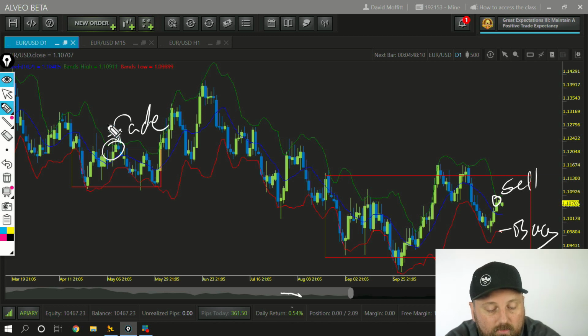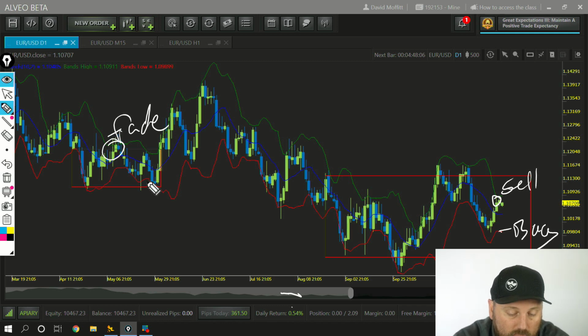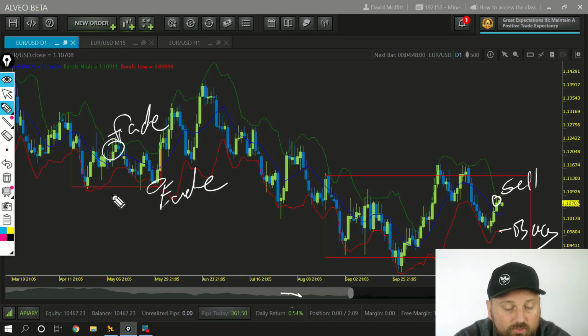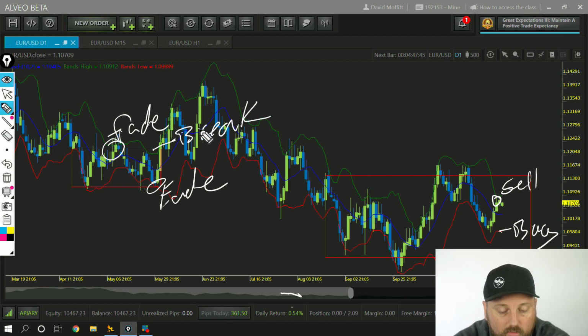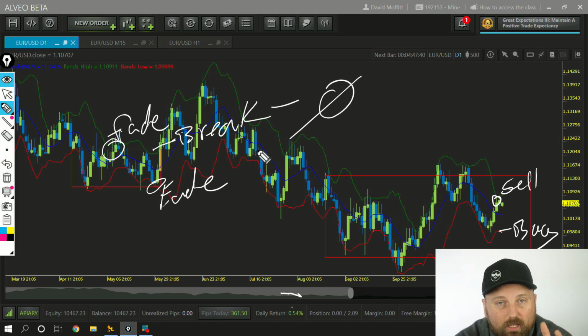When it hits the top end of your range, you want to fade that. When it hits the bottom end of your range, you want to fade that too. Okay? So as long as you're trading inside the range, you're going to be okay. But the second rule is that as soon as it breaks out of this range, so we get that break, you don't trade. You sit on your hands, or you don't take that trade if it's outside the range that you're trading in.